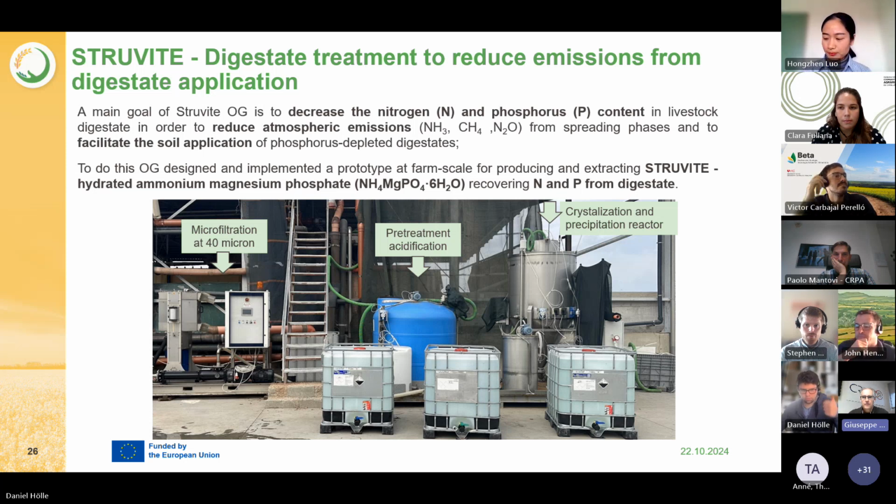Thanks. I'm Giuseppe Moscatelli from CRPA Research Center on Animal Production, located in the Emilia-Romagna region in the north of Italy. One of the main goals of the struvite operational group is to decrease the nitrogen and phosphorus content in livestock digestate in order to reduce atmospheric emissions from the spreading phase, and also to facilitate the soil application of the phosphorus-depleted digestate. To do this, the operational group designed a prototype at farm scale for extracting struvite.